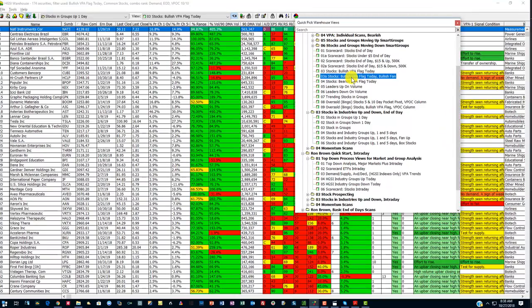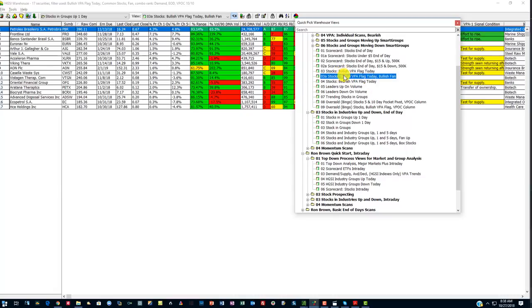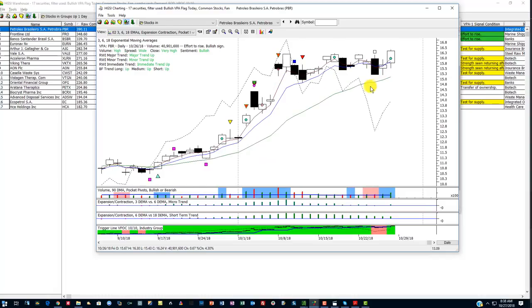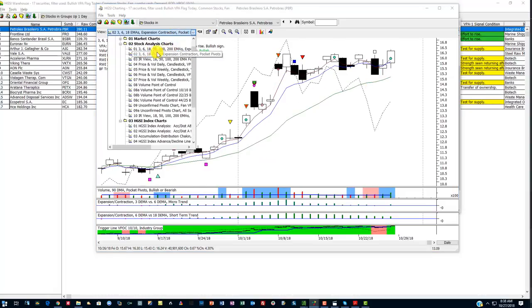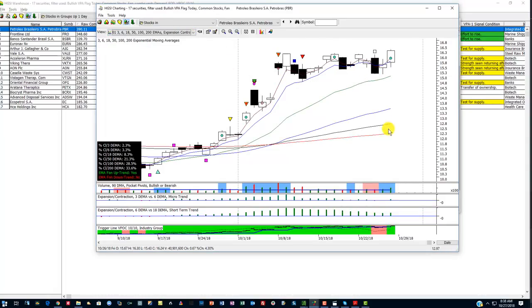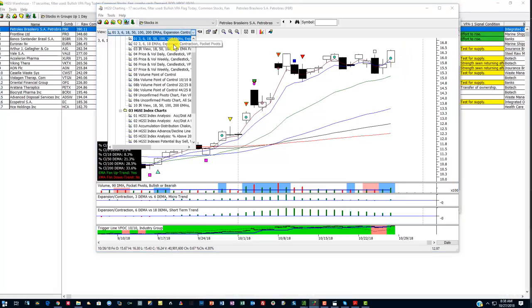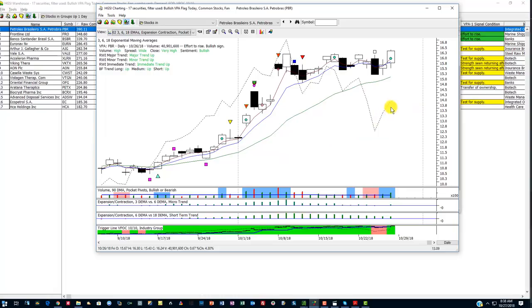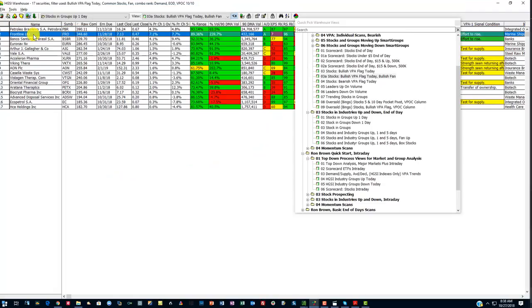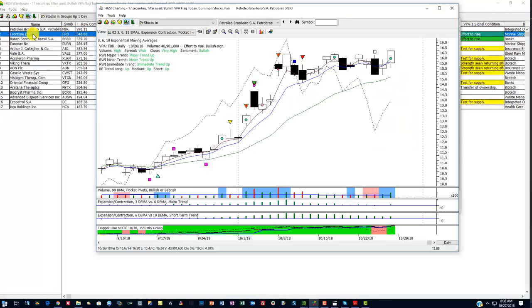If you want to limit to stocks that are in a fan formation with a bullish VPA flag today, here's one right here. What do I mean by a fan formation? I'll go to view number one. The fan is spread out with the 200, the 100, the 50, and the 18. This is a stock that looks like it's setting up. Let's go back to the prior chart. You can see that the group has turned up. Here's an effort to rise, one that should go in your watch list for Monday if you're interested in it.